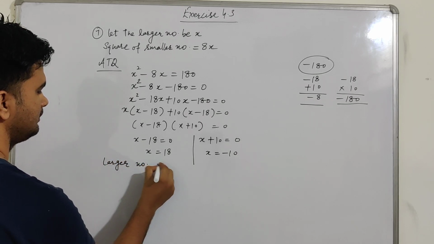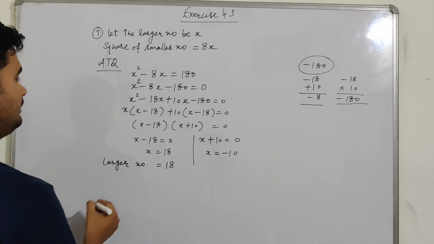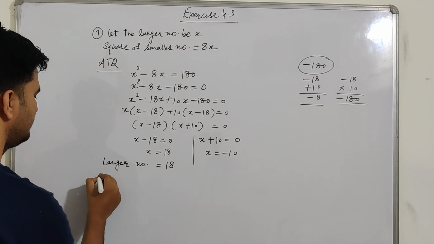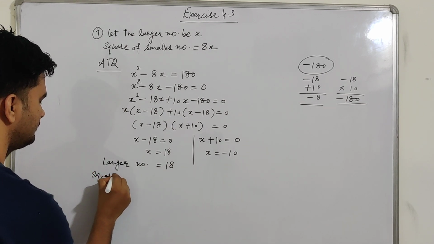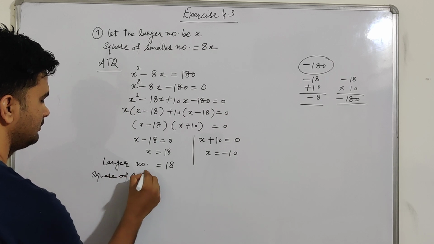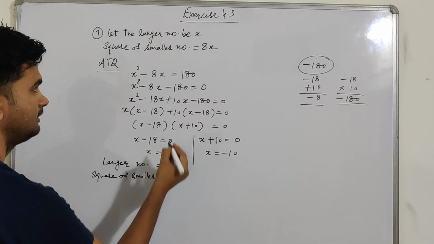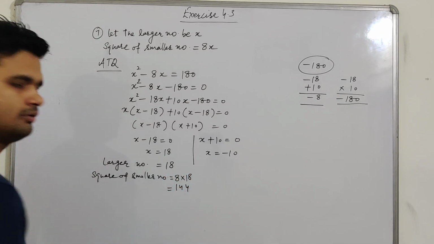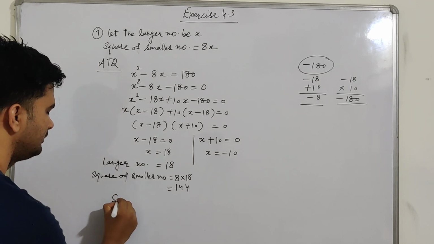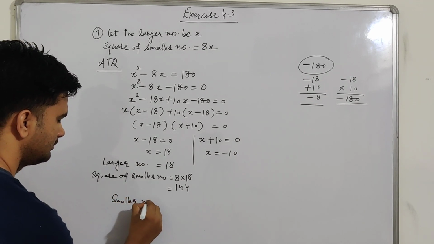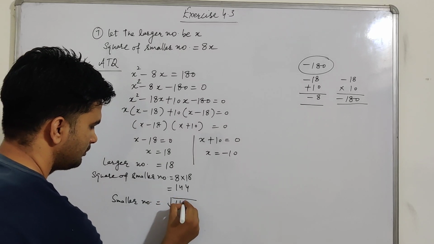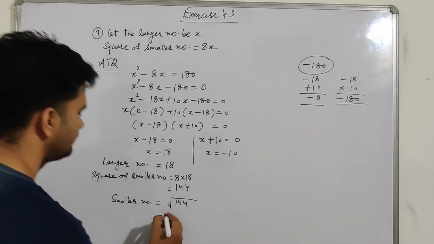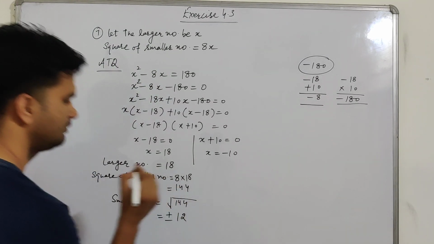Here the larger number is equal to 18. Now we have the square of the smaller number. The square of the smaller number is equal to 8 into 18, which is 144. So the smaller number is the root of 144, and as you all know, the root of 144 is plus minus 12.